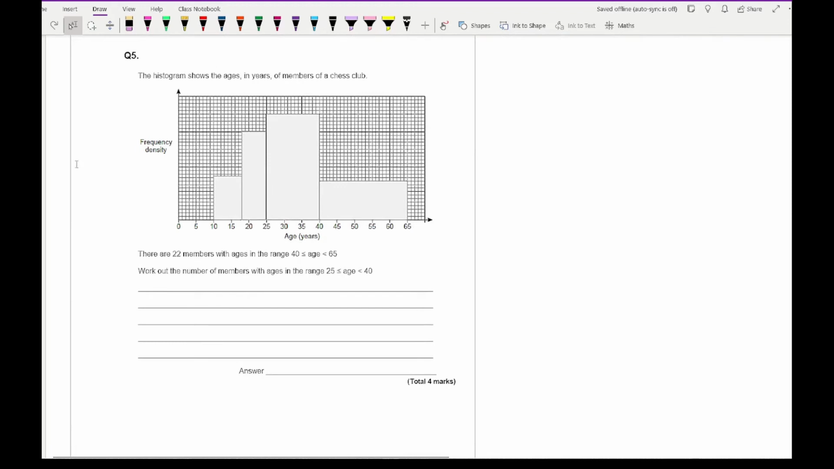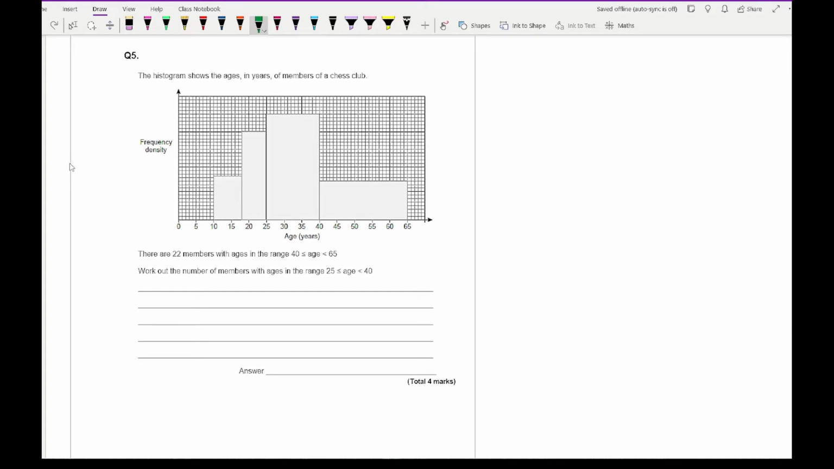Then looking at question 5, it says the histogram shows the ages in years of members of a chess club. There are 22 members with ages in the range of 40 to 65. Work out the number of members with ages in the range of 25 to 40. As you can see here, the frequency density column is not labeled, so I need to find that first.